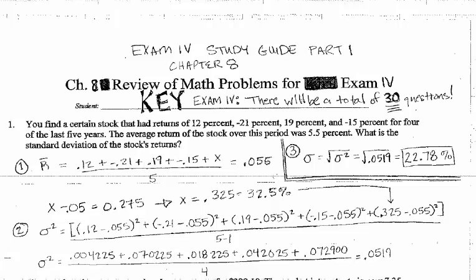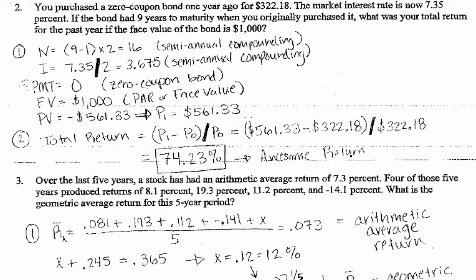Now, once again, why is this even important? Because now that we have the average return and the standard deviation, we now can look at this stock from both an average return perspective and a risk perspective. Now let's kind of go back to some of the stuff we had from exam 3.